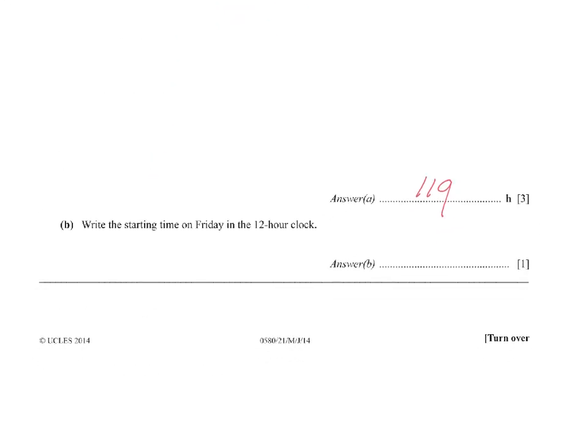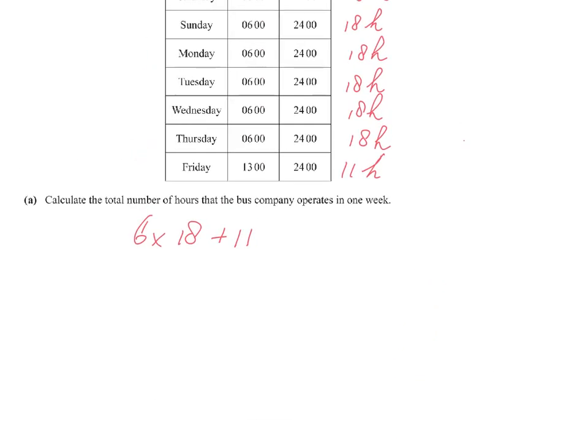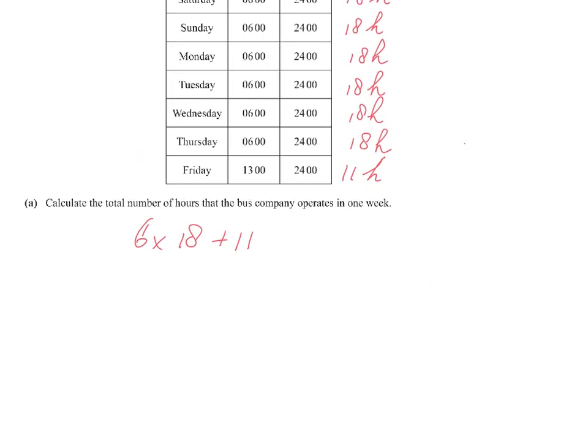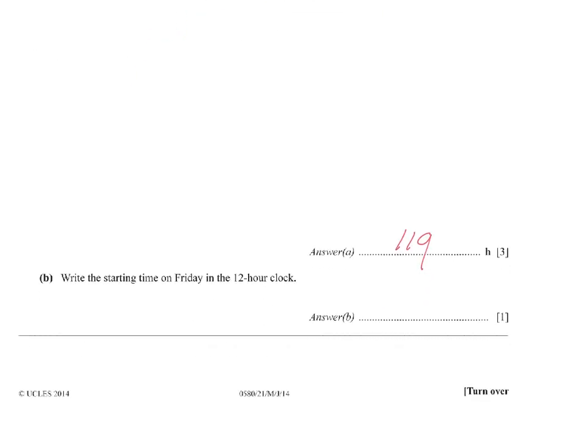Question B, write the starting time on Friday in the 12-hour clock. So it's 1 o'clock, 1300, that's 1 o'clock in the afternoon. So that would be 1 o'clock p.m. Yeah, so 1 in the afternoon, which is 1 p.m. Okay, next page.